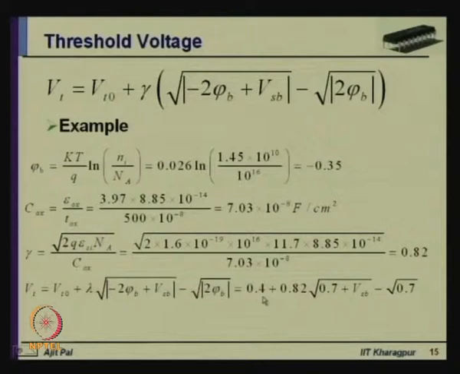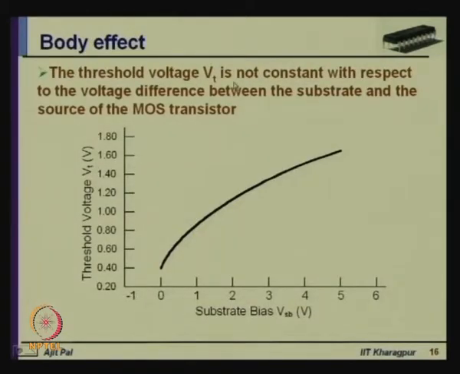assuming that 0.4 is the threshold voltage whenever the body bias is 0. That means, source is connected to the body, and this is the 0.82, this is your gamma, into root of 0.7 plus VSB, we have to take the absolute value, and minus root 0.7. Now, you can vary VSB to get different values of threshold voltage. So, threshold voltage Vt is not constant with respect to the voltage difference between the substrate and the source of the transistor.